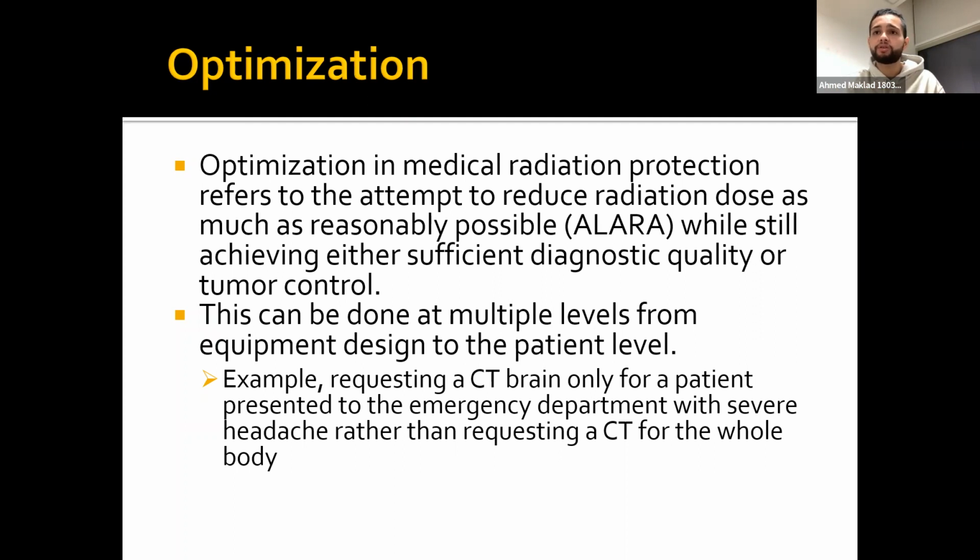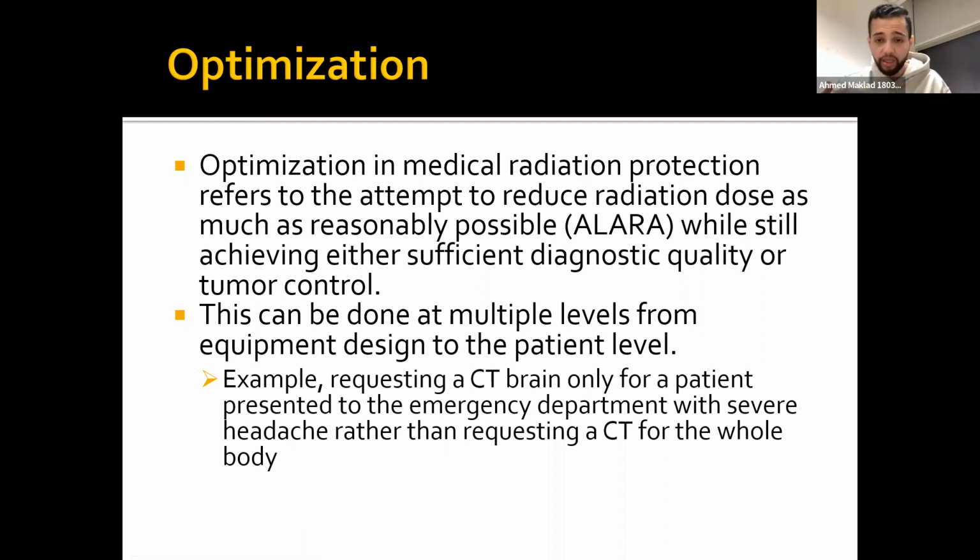Optimization can be done on multiple levels. Again, this all goes back to the CT machine and the CT technician, right? Or the X-ray machine and the X-ray technician. This can be done at multiple levels, from the equipment's design to the patient's level. All right. So as an example, requesting a CT brain.